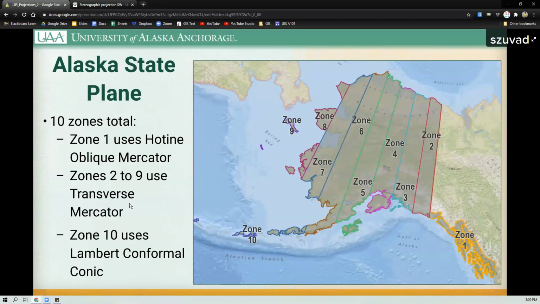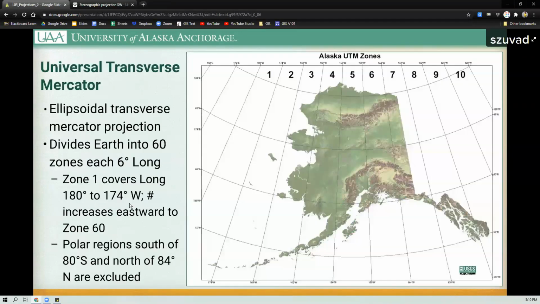So the United States has state plane systems for every state. Alaska is lucky enough to get 10 of them, and soon to have more. It's a teaser for future slides. All right, and I skipped over UTM. UTM is a globally implemented transverse Mercator system, and we're lucky enough to be at the very beginning of it. So Alaska starts us off at UTM Zone 1, and then they increase all the way around the globe to come back to the international dateline with number 60.